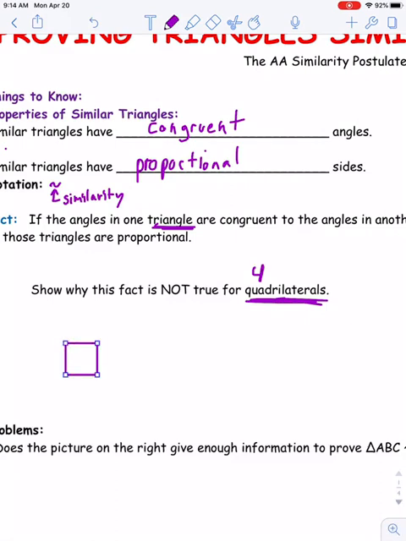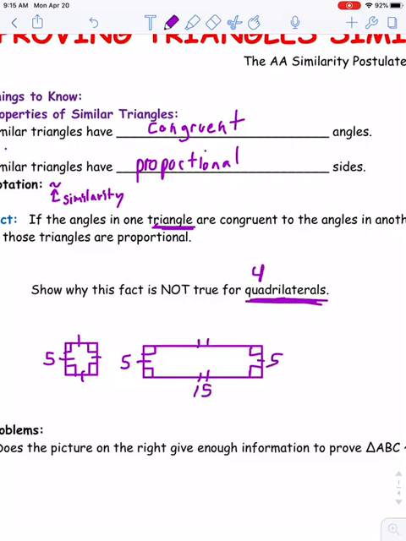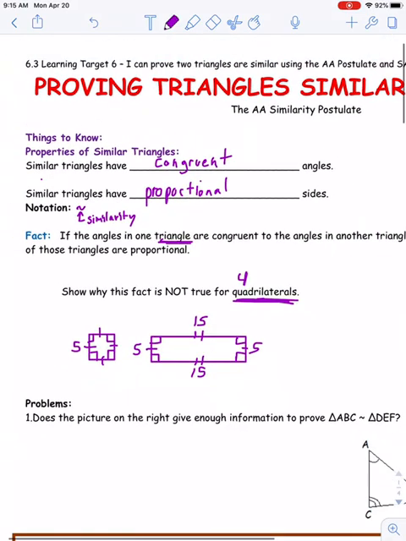Okay, we got this shape right here, known as a square. All the angles are right angles and all the sides are going to be the same. We'll say they're all 5. Now, watch this. This shape over here is a rectangle. All the angles are still the same. That side length's 5, but now this is 15. So the corresponding sides don't have the same scale factor. It's only true for triangles. It's not true for quadrilaterals.